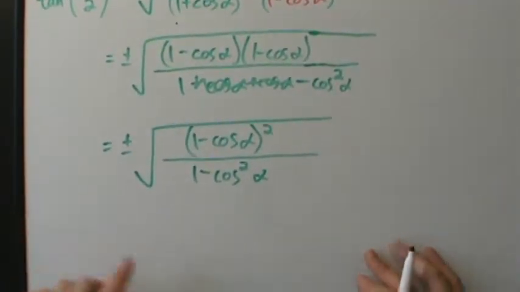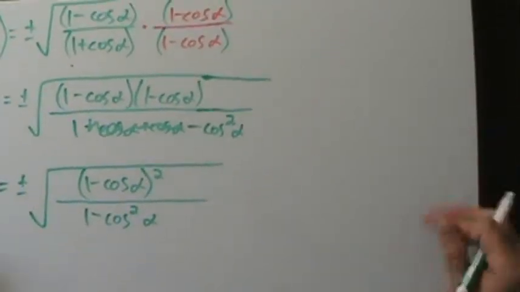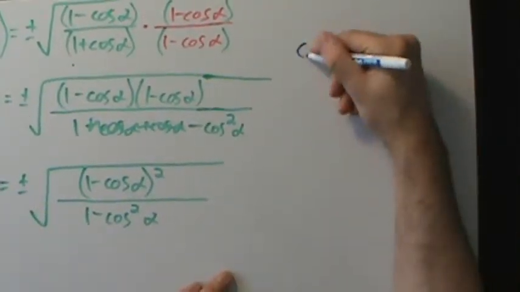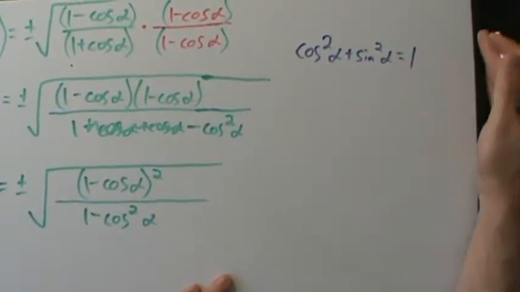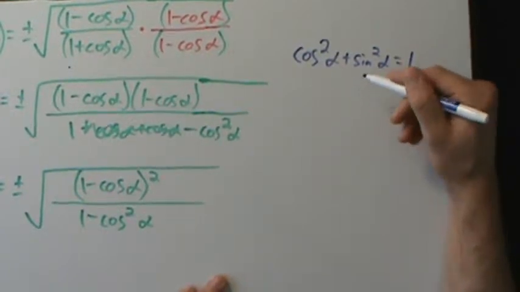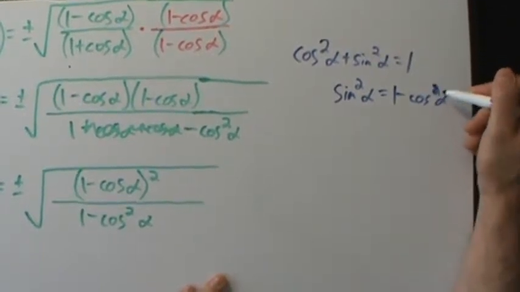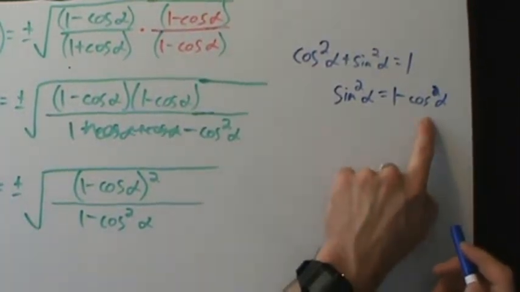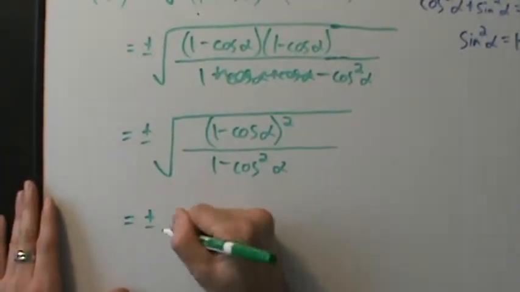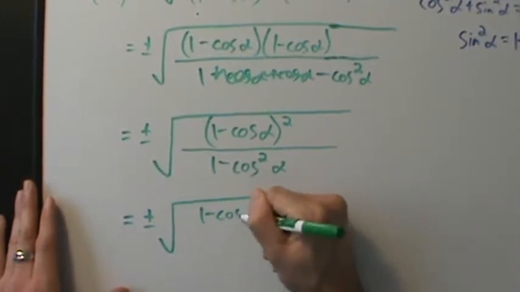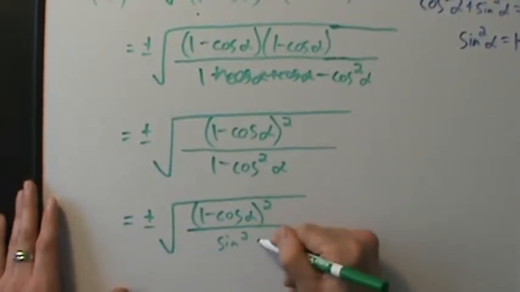Now, what is 1 minus cosine squared of alpha? We've seen this several times before. Off to the side, we know cosine squared of alpha plus sine squared of alpha equals 1. If we subtract cosine squared from both sides, sine squared of alpha equals 1 minus cosine squared of alpha. So then this is plus or minus the square root of 1 minus cosine alpha, whole quantity squared, all divided by sine squared of alpha.